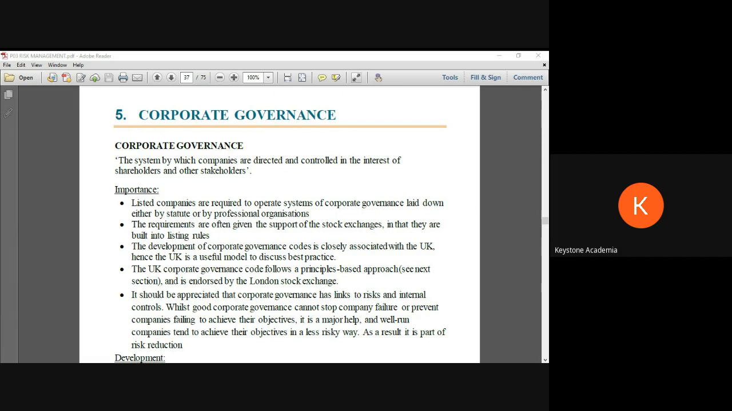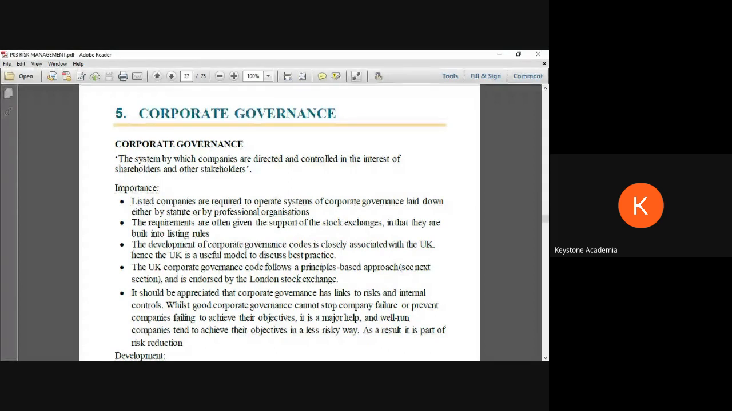Okay. If you go by the definition here, they are talking about the system by which companies are directed and controlled in the interest of shareholders and other stakeholders. Firstly, it should be directed on what to do, but after direction also, it should be controlled by your own policies, rules, regulations, and everything. Some of the rules and regulations will be set by the government. Some companies can decide internally.